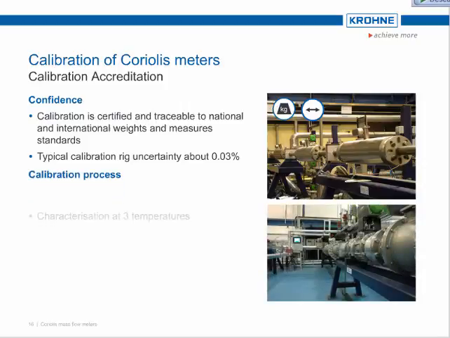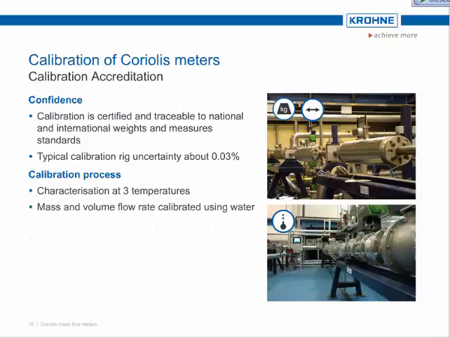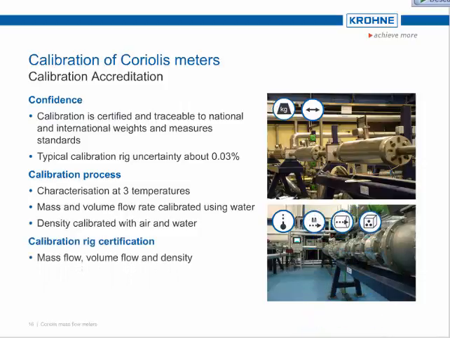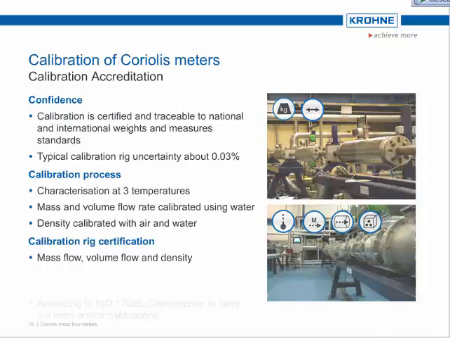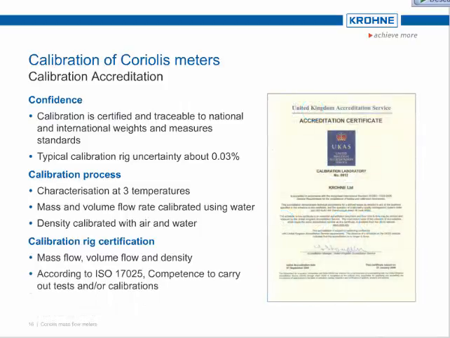The calibration process uses characterization at 3 temperatures for straight tube meters. Mass and volume flow rates are calibrated using water only. Independent testing proves the correlation to all fluids, liquids and gases with differing densities and viscosities. The density is calibrated with air and water. The calibration rig certification includes, for mass flow, volume flow and density measurement, accreditation according to ISO 17025, the EN ISO standard to demonstrate competence to carry out tests and or calibrations.